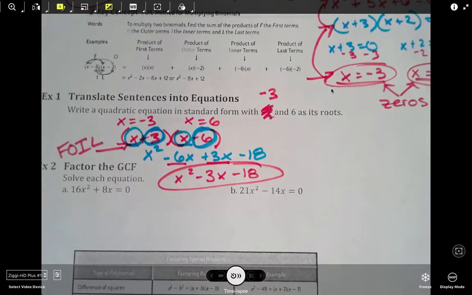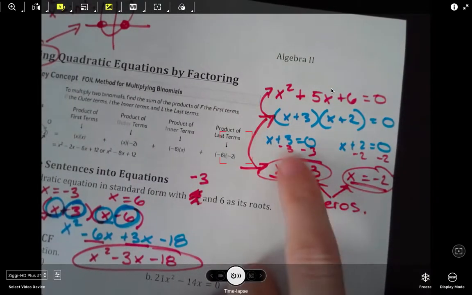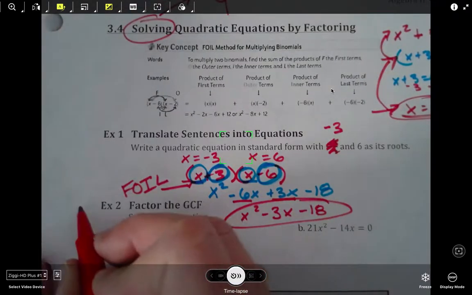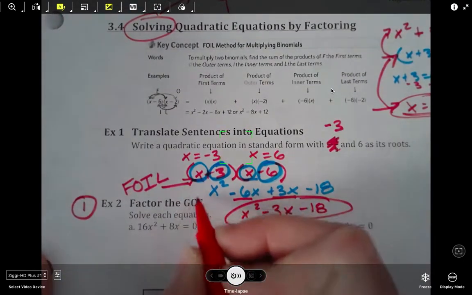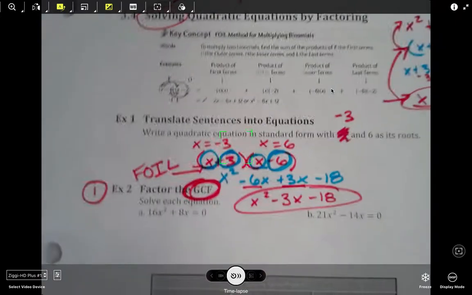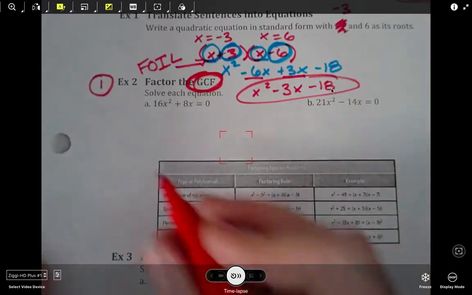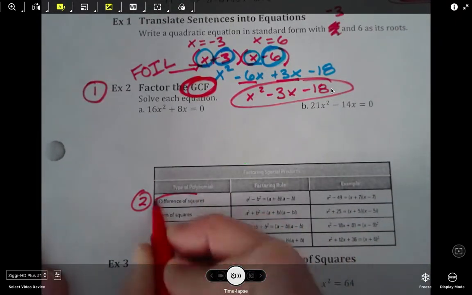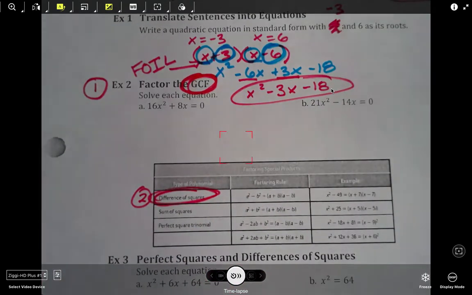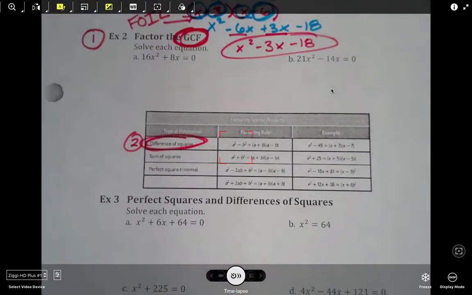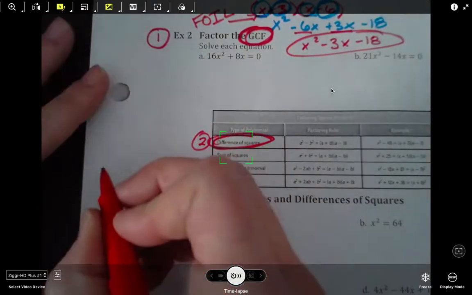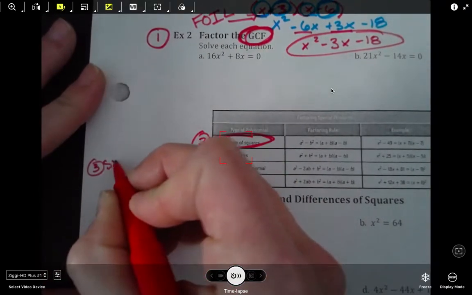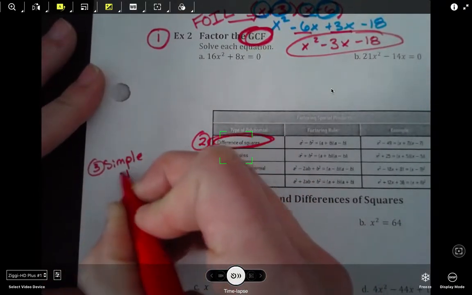Now, my factoring methods. We're going to start factoring now, so we're working back the other direction. There are 4 factoring methods. We're going to do the first 2 today. The first one is greatest common factor, GCF. And the second one is difference of squares. We're just going to do those 2 today. I will go ahead and write out what the third and fourth one are. Number 3 is a simple trinomial.